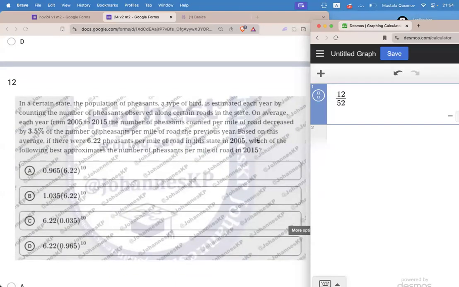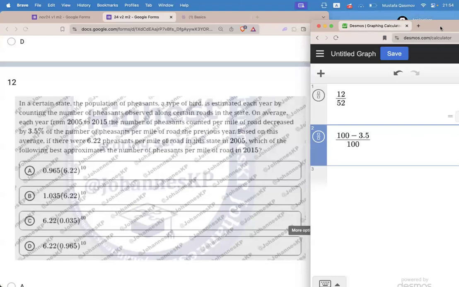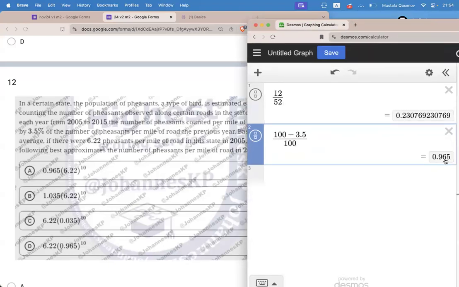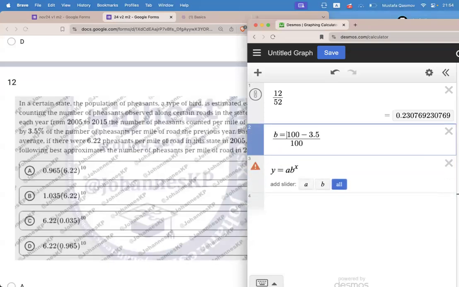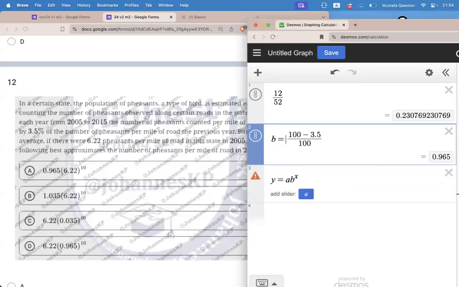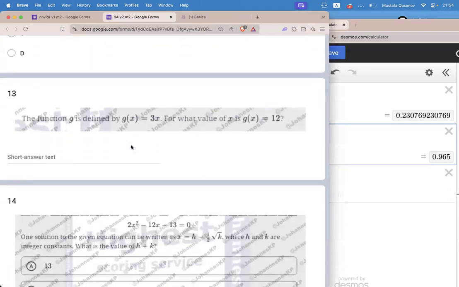Because it says 3.5% decrease, you have to use this one. 100 minus 3.5 over 100. So it will be 0.965. The answer is that one. By the way, that one is the value of b in this formula. Okay, A is the initial value. A is the starting value.